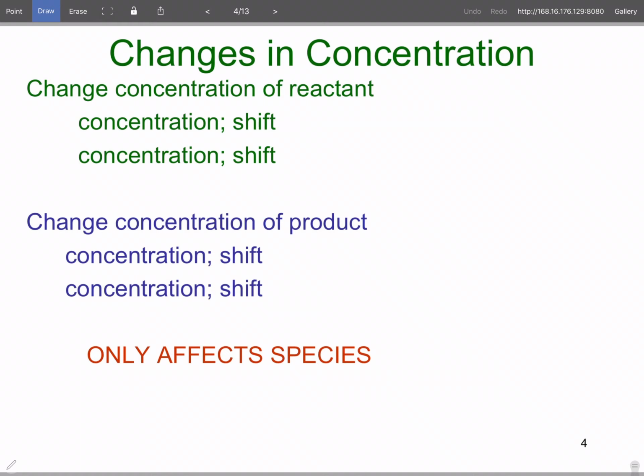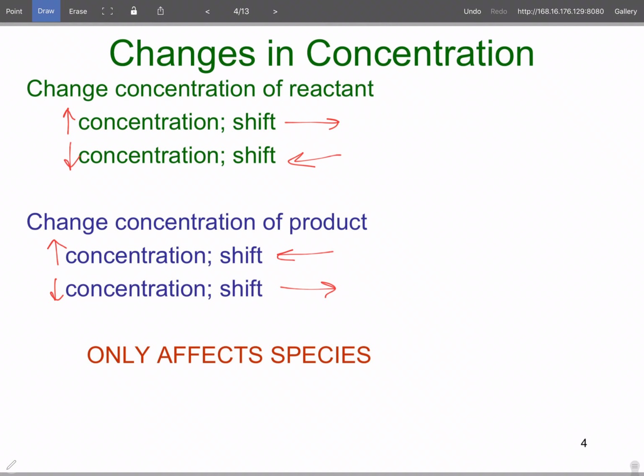So, first thing we are going to look at is the change in concentration of the reactant. If you increase the concentration of the reactant, you're going to shift to the product side. If you decrease the concentration by removing some, you shift back to the reactant to replace it. The rule of thumb: if you add it, get rid of it. If you remove it, replace it. If you change the concentration of the product, if you increase the concentration, you're going to shift to the reactant side. If you decrease, you'll shift to the product side to replace it. Again, if you add it, get rid of it. If you remove it, replace it.